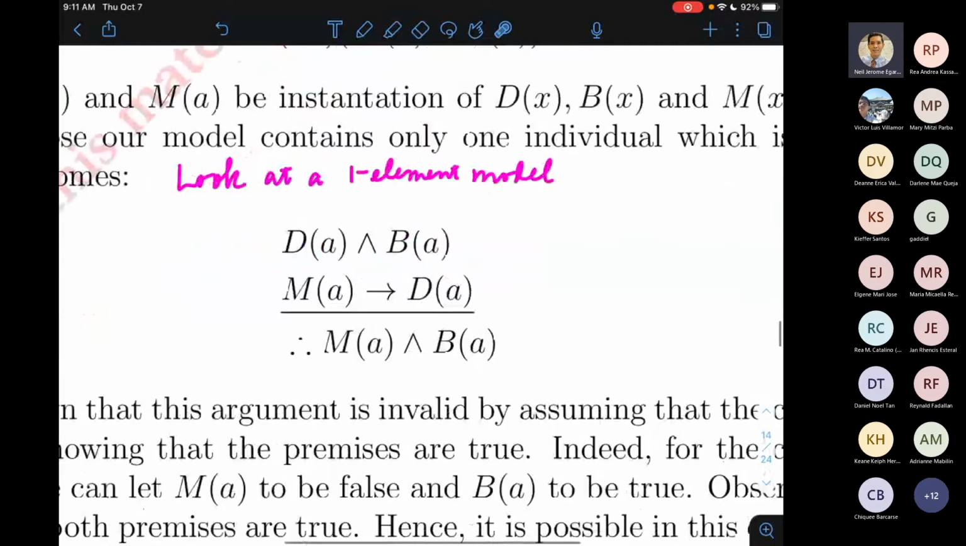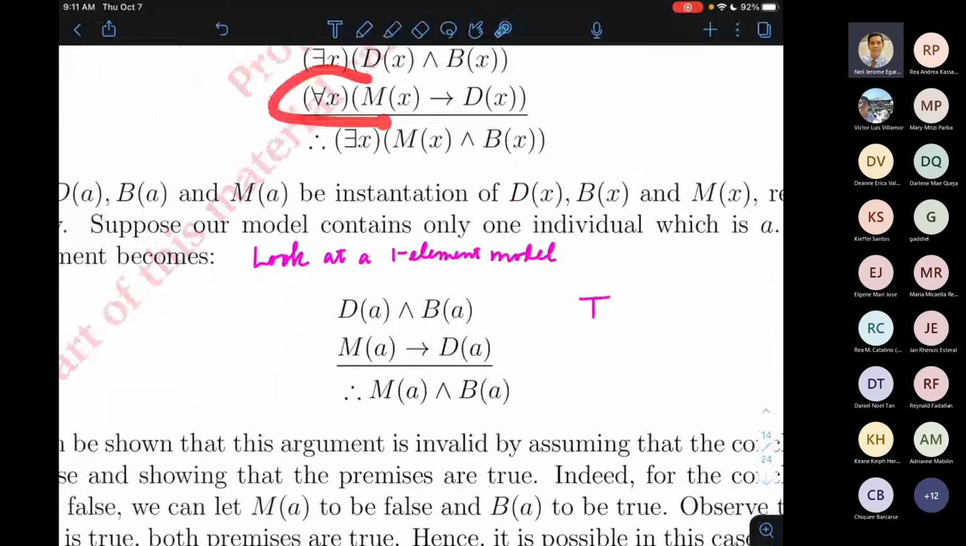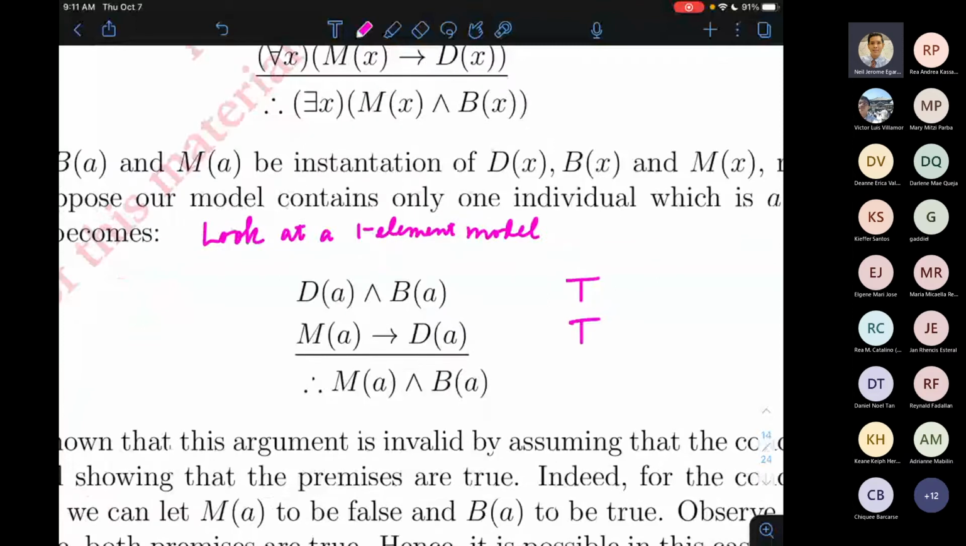And then, the second statement, wala tayong problema kasi for all X. So, kahit ilan pa yung laman ng universe, mag-hold siya sa kahit anong element ng universe. In this case, we only have one element, so we know that MA must imply DA. Right? And again, this must be assumed to be true. And then we are looking for a case wherein we get a false conclusion.